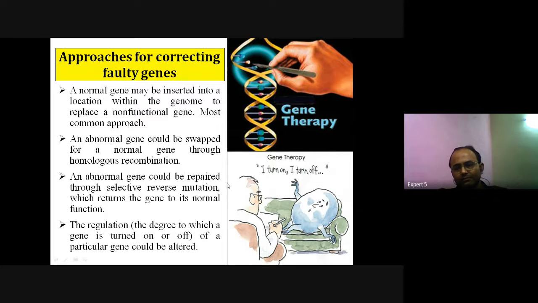There are some approaches of gene therapy. The first one is gene augmentation. Second is gene replacement. Third is gene targeting. Fourth is antisense. And one more approach is product therapy. These are the approaches through which gene therapy may be used to treat faulty genes.